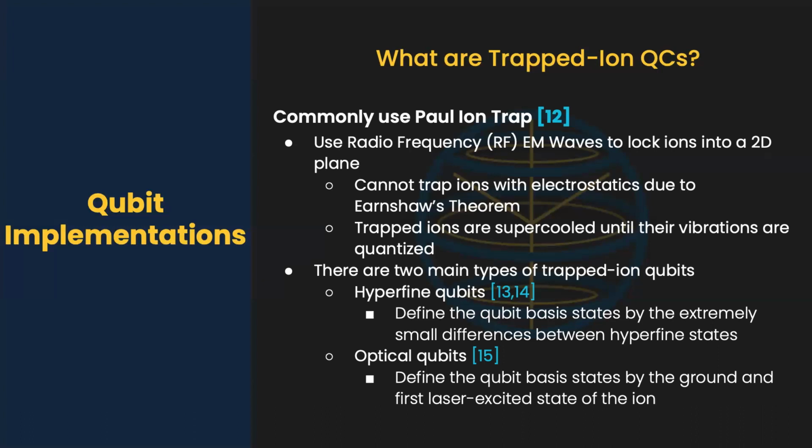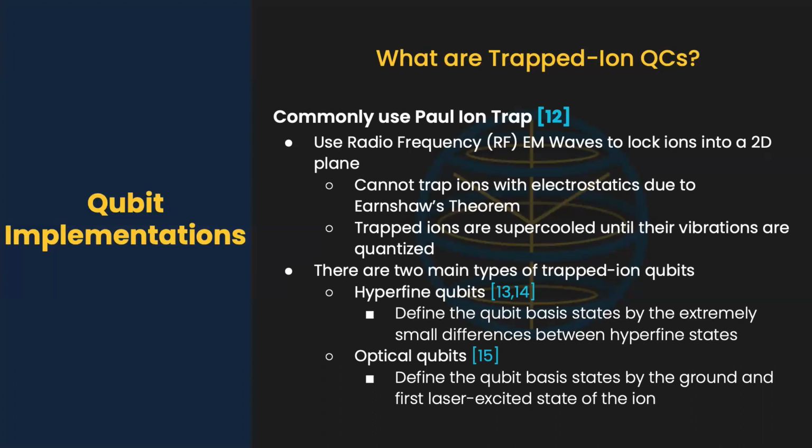And so once you've trapped the ions, there's two main ways to form qubits out of them. There's hyperfine qubits and optical qubits. Hyperfine qubits define the qubit basis states between extremely small differences in energy states of the ions, and optical qubits define the basis states by the ground and the first laser excited state. So when you think of an atom and the excited state, like an electron goes up, that's the typical optical qubit, versus the hyperfine qubits, where the 0 state and the 1 state are much smaller and much closer together.